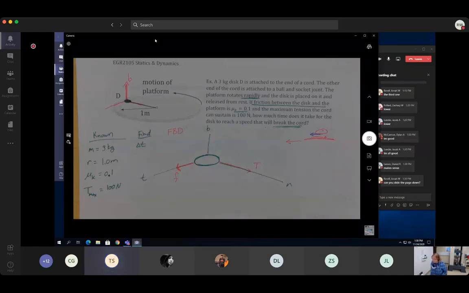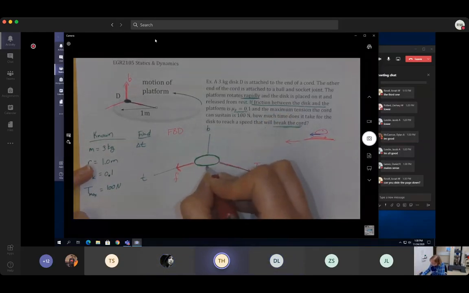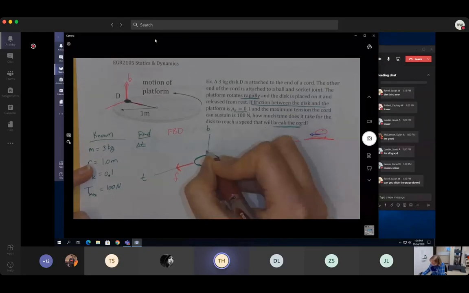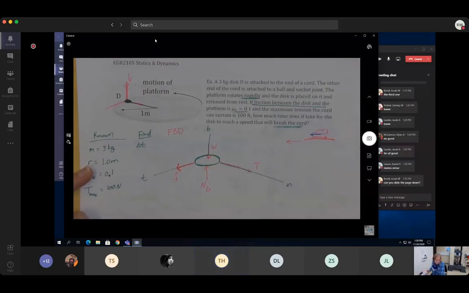Okay, what forces are we missing? Anytime we have friction, we need what? Acceleration. We're not there yet. We're missing two forces: weight and normal force. So anytime we've got friction, we need a normal force. And we've also got our weight. Okay, good.